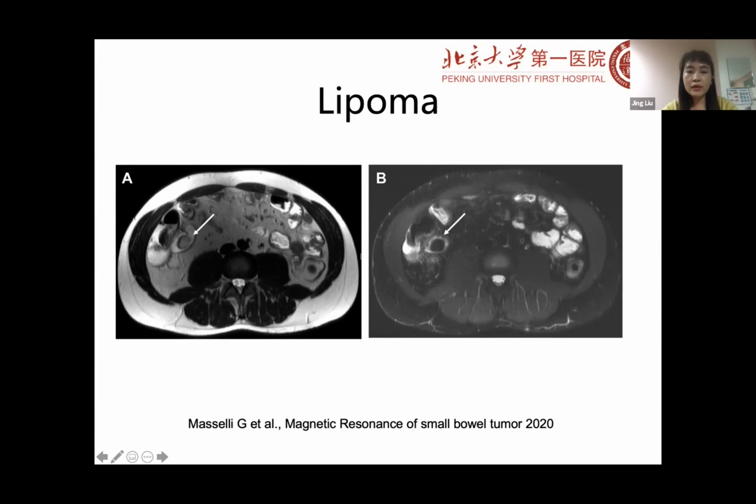In the sequence without fat saturation, all the fat tissue and the lesions containing fat tissue will show apparently high signal intensity. But if we use fat saturation, all the fat tissue and lesions containing fat tissue will be low in signal intensity, such as the lipoma here. So the lipoma will appear with high signal intensity on sequences without fat saturation, but will decrease in the sequence with fat saturation. So it's easy to make the diagnosis.